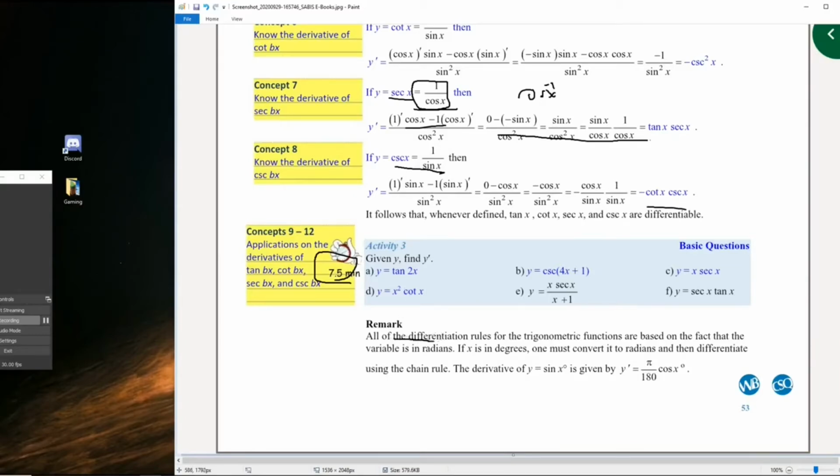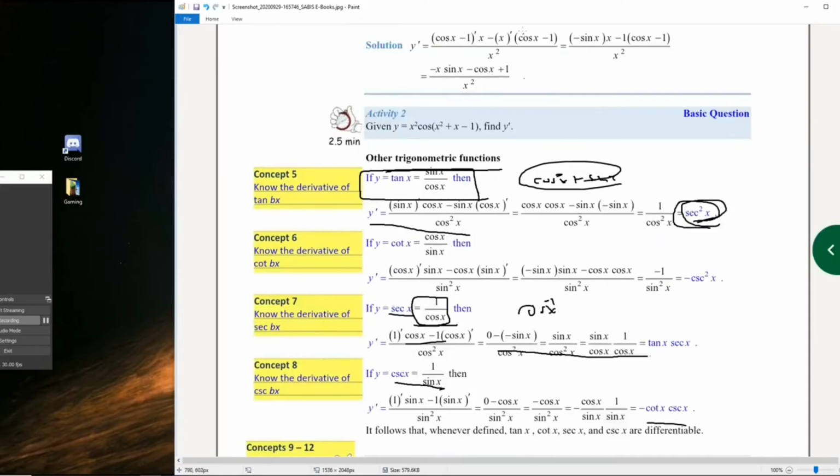So here it says, remark: all of the differentiation rules for trigonometric functions are based on the fact that the variable is in radians. If x is in degrees, one must convert it to radians and differentiate using the chain rule. The derivative of y equals sine x in degrees is given by y' equals pi over 180 times cosine x in degrees. A nice remark, and we'll end the section.